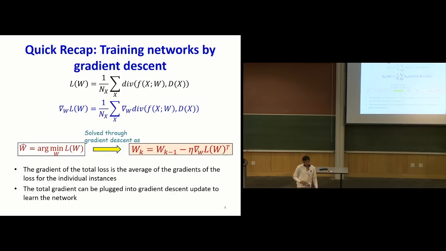So for each training instance, you have a divergence between the actual output of the network and the desired output of the network. You can compute the gradient of this divergence with respect to the parameters. You'd get one such term for every training instance. And we'd average this over all of the training instances to get our total gradient over the entire training set.